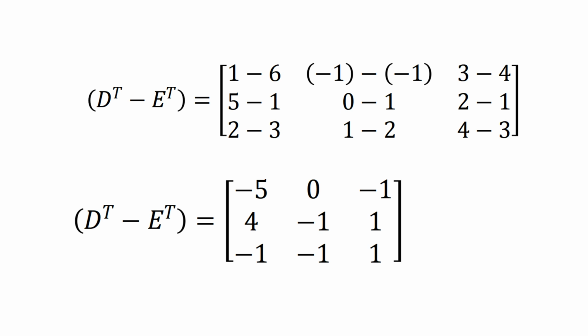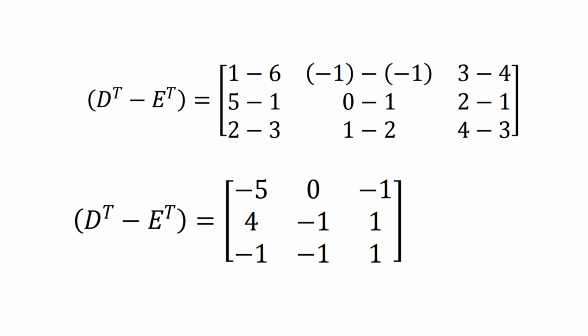For our first row, we have 1 minus 6, and that is negative 5. Negative 1 minus negative 1, that is 0. 3 minus 4, that is negative 1. For our row 2, we have 5 minus 1, that is equal to 4. 0 minus 1 is negative 1. And 2 minus 1 is equal to 1. And for our third and last row, we have 2 minus 3, that is negative 1. 1 minus 2 is equal to negative 1. And 4 minus 3 is 1.